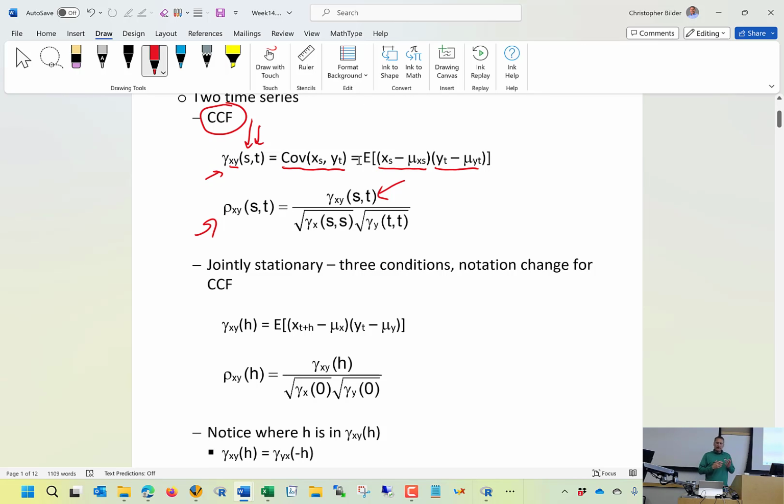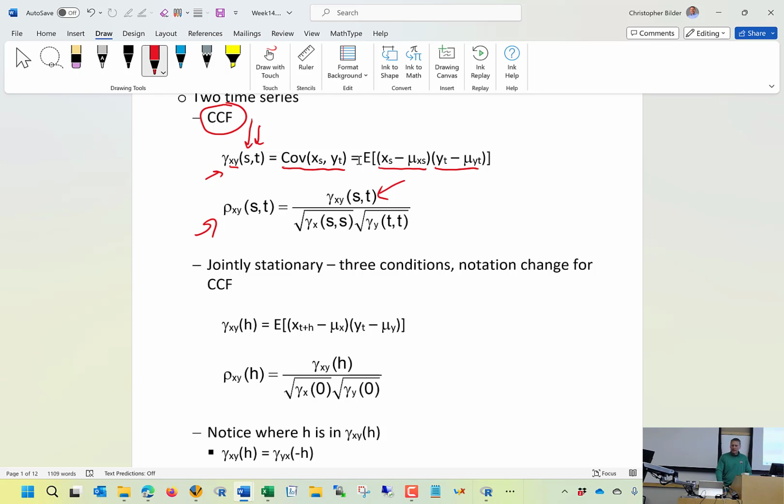Then, similar to what we saw for just one time series, now we're interested in stationarity. With just one time series for stationarity, you looked at the mean. Is it dependent upon time? Look at the autocovariance function. Is it dependent upon time? Or can we only look at the lag difference between 2 different time points?